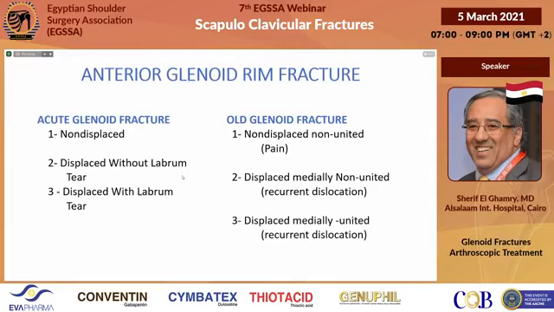Our road plan of treating anterior glenoid rim fracture is based on classification of the fracture into acute fracture with 3 types: non-displaced, displaced without labrum tear, or displaced with labrum tear, and old fractures with 3 types: non-united, displaced medially non-united, and displaced medially united. Usually, all glenoid fractures with recurrent dislocation include redundancy and enlargement of the capsule.